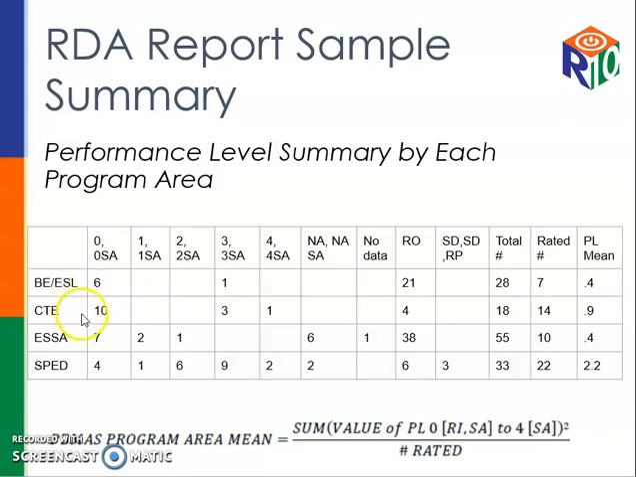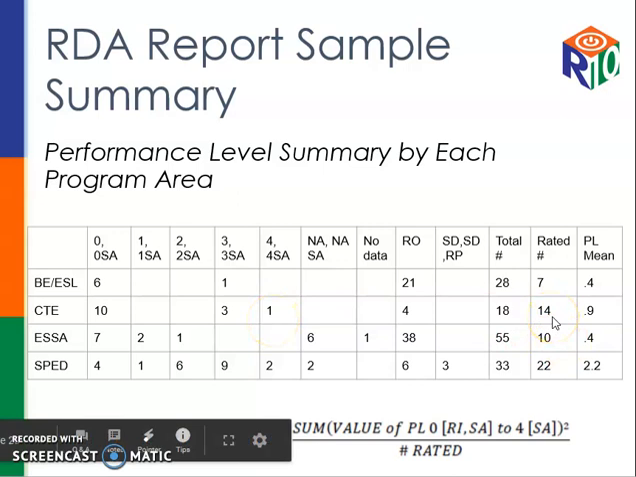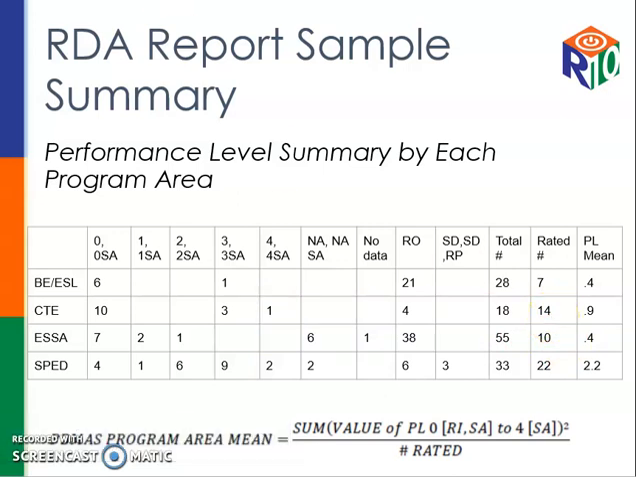We will do the same thing for CTE, so I'll do another example. 10 times 0 is 0. Then you would add 3 times 3, that's 9, plus 1 times 4 is 4. So 9 plus 4, that's 13. And you would divide that by 14, and you would get a 0.9. So again, 9 plus 4 is 13 divided by 14 is a 0.9.